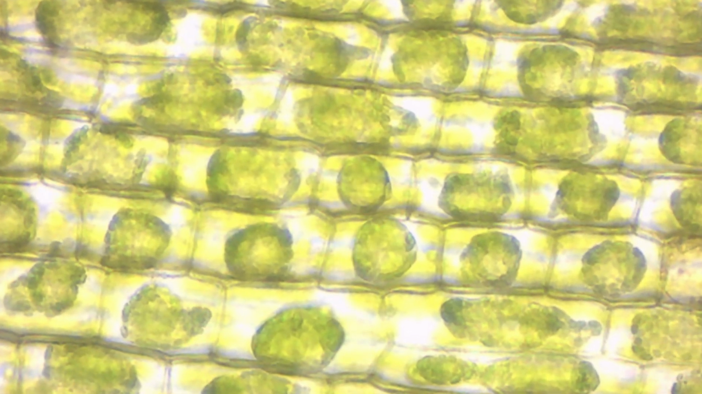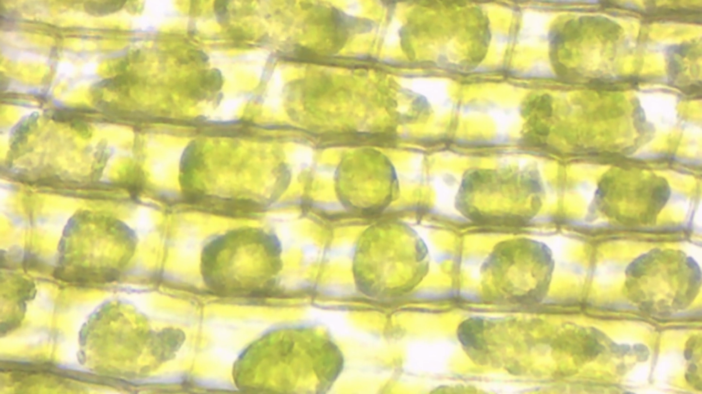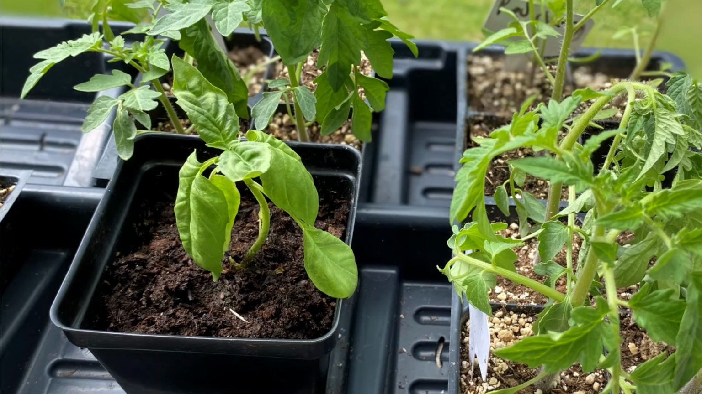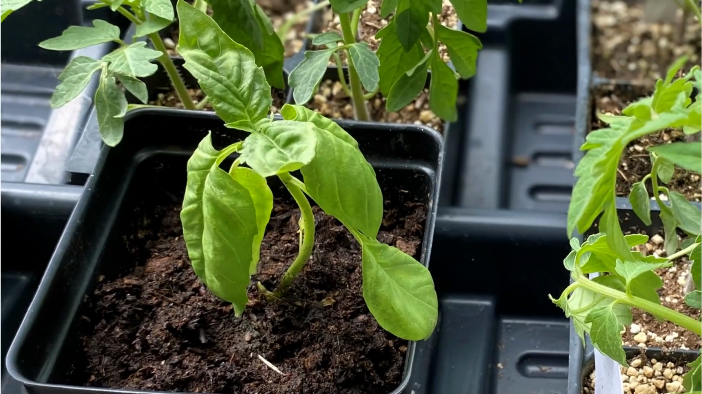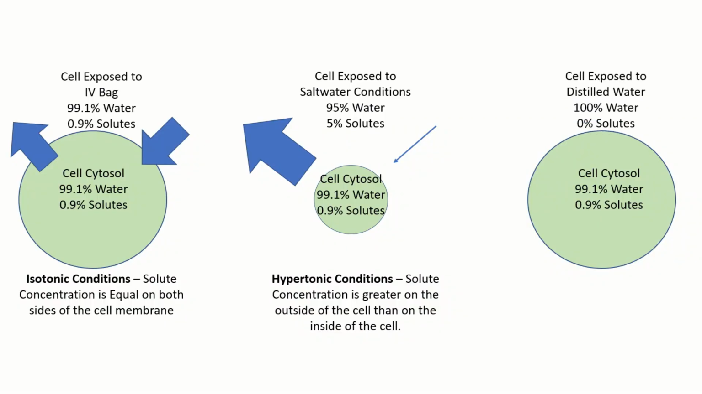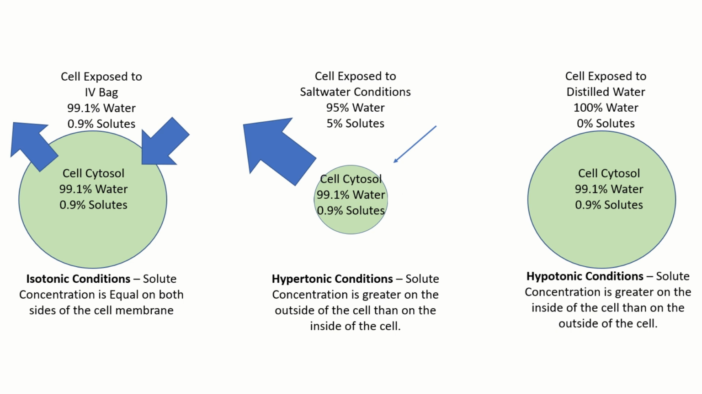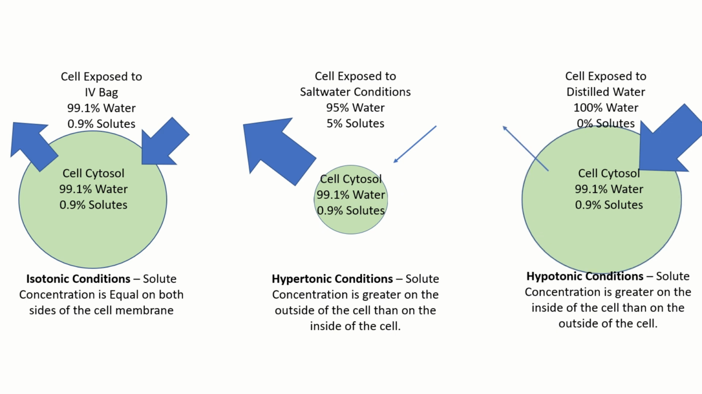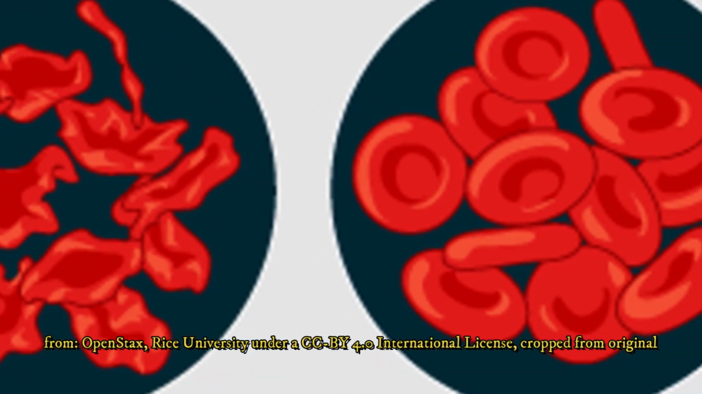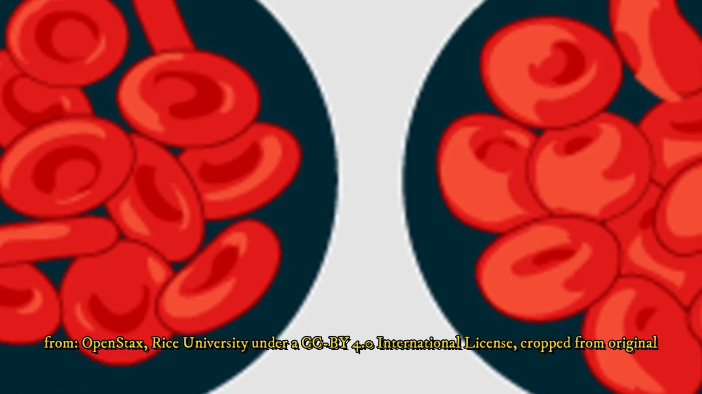You can also see this in plants as the cell membranes physically detach from the cell wall and the overall plant will appear wilted. Finally, hypotonic conditions occur when cells are exposed to an extracellular fluid that has a lower solute concentration than the cytosol. Since equilibrium must occur, the cell gains more water from the surrounding environment and swells. Of course, if this happens too much, the cell membrane can burst open.